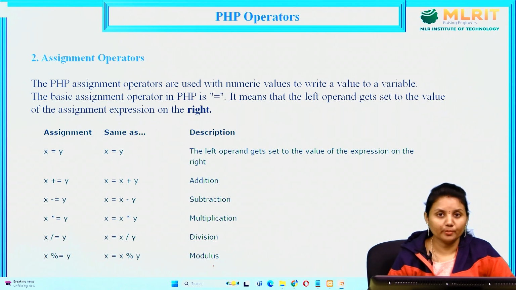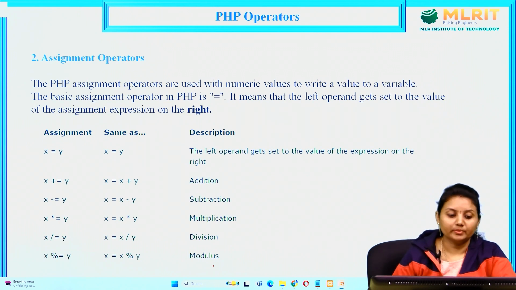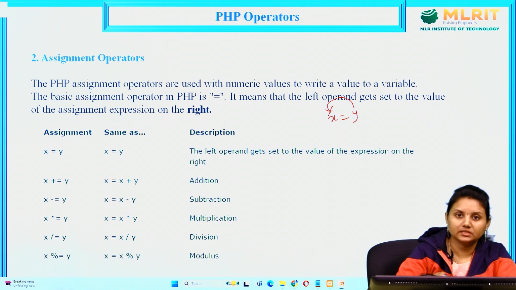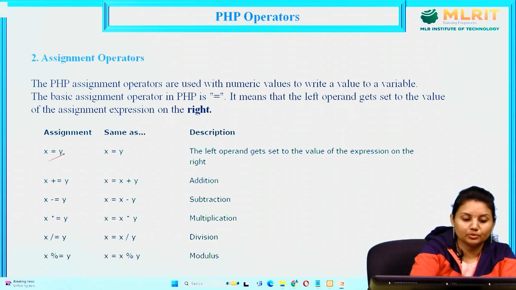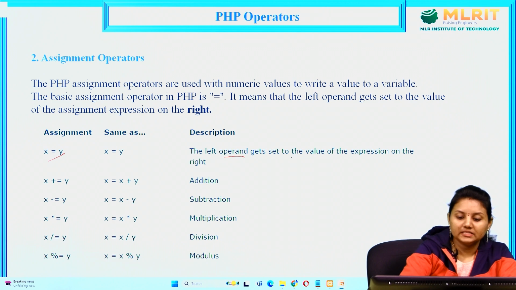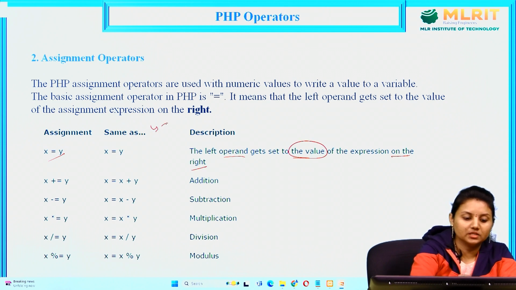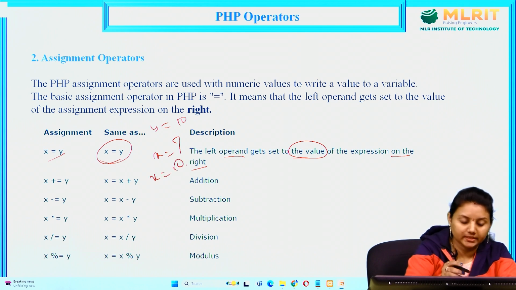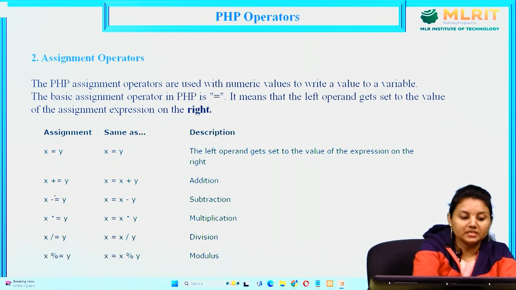Now assignment operators. What are assignment operators? If you want to assign the value of y to x, just give x equals y. In the assignment x equals y, the left operand gets set to the value of the expression on the right. So if y is equal to 10 and you assign x equals y, then x is 10.